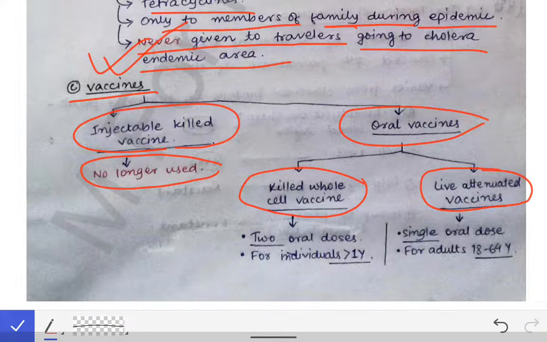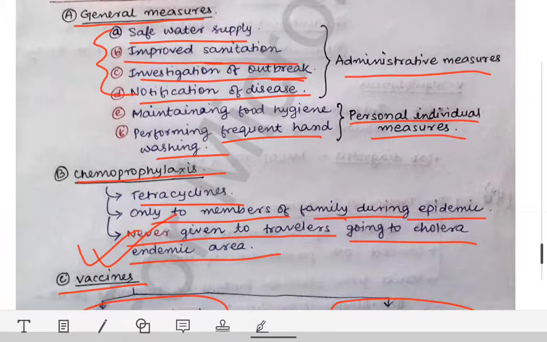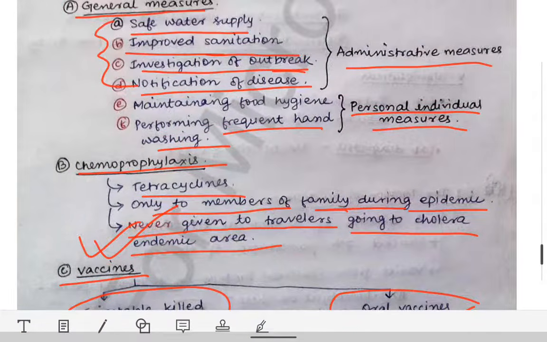In case of the killed whole cell vaccines, 2 oral doses are given, and this is indicated for individuals more than 1 year of age, while the live attenuated vaccine is a single oral dose vaccine, and it is recommended for adults of 18 to 64 years of age. That is the difference between the killed whole cell vaccine and the live attenuated vaccine. So this is how we can prevent or control cholera. In prevention and control, we have the general measures, chemoprophylaxis, and some vaccines.